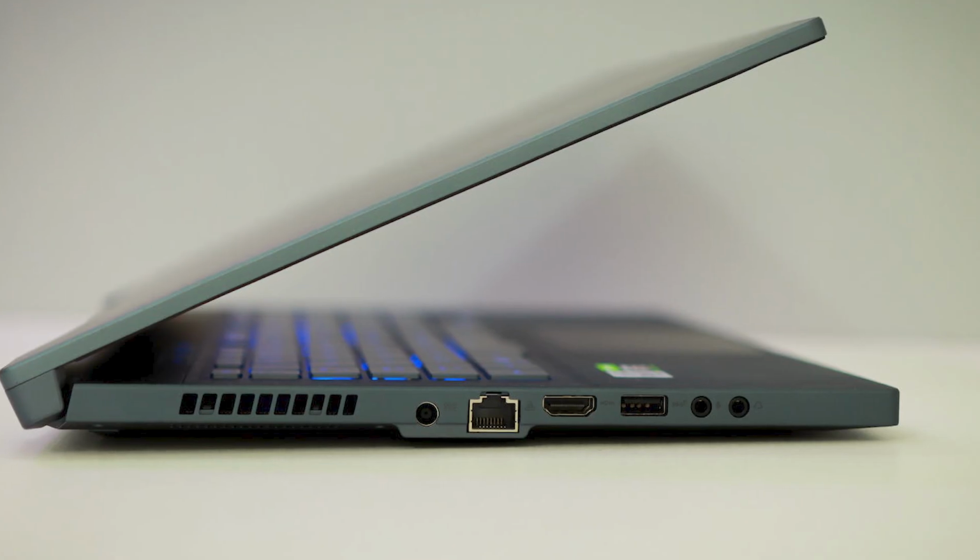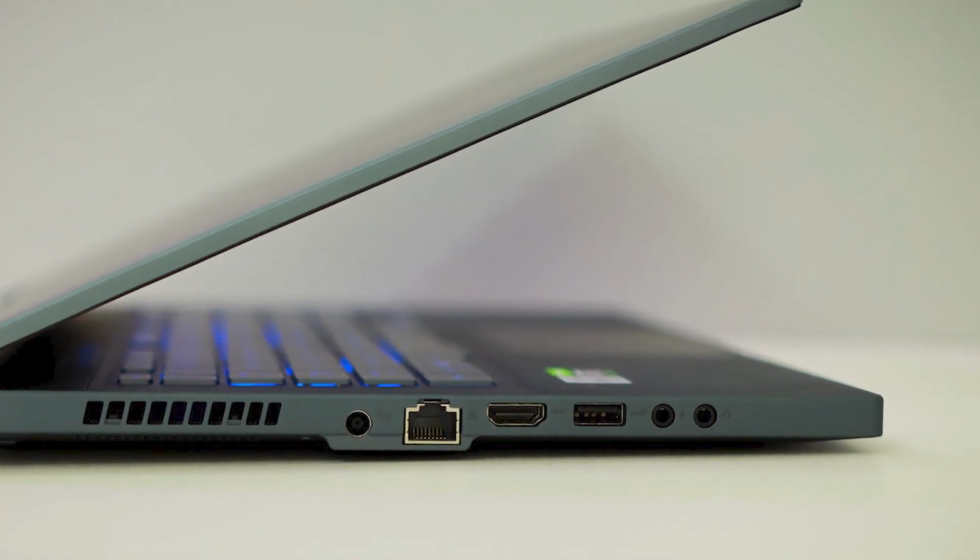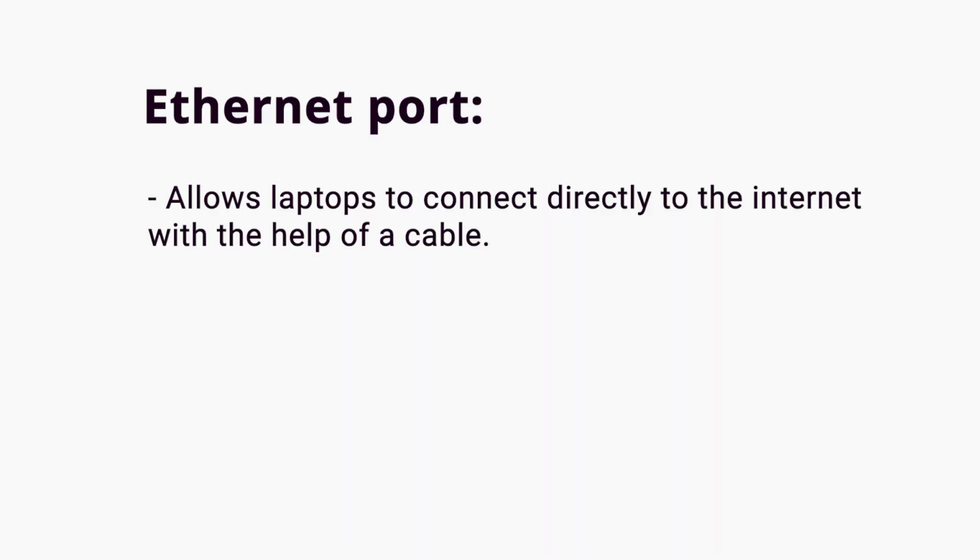Laptops may come with different ports and each port has a different purpose. DisplayPort is used to output video and audio from your laptop to a display device such as TV or monitors. Like DisplayPort, HDMI is also used to output video and audio from your laptop to a display device. Ethernet port allows laptops to connect directly to the internet with the help of a cable. At those places where wireless signal is poor, you can get reliable high-speed internet with the help of Ethernet port.